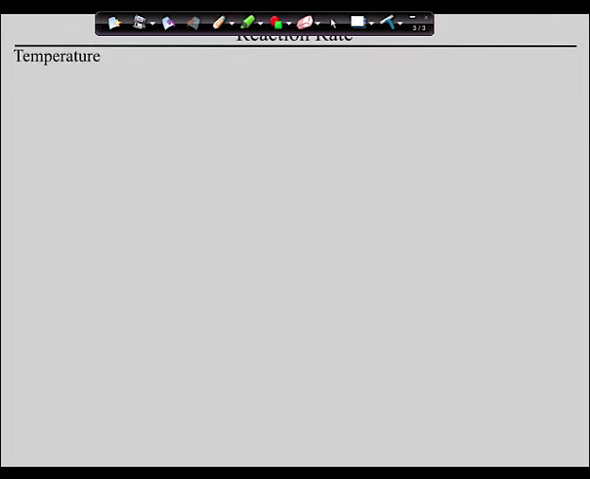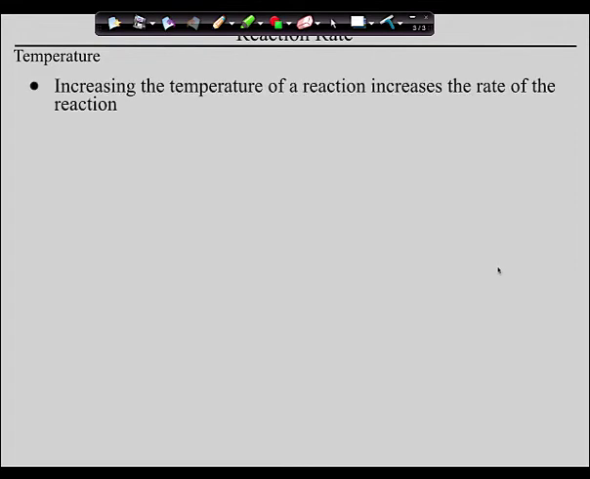So guys, we're going to go temperature first. Let me restate what you already know. Ready? Bottom line: temperature goes up, rate goes up. You could just write that. Temperature goes up, rate goes up.